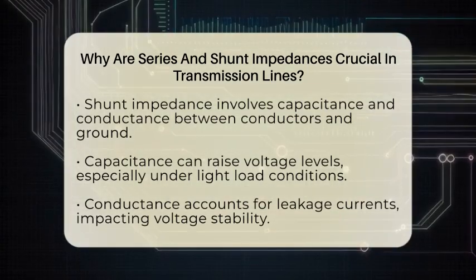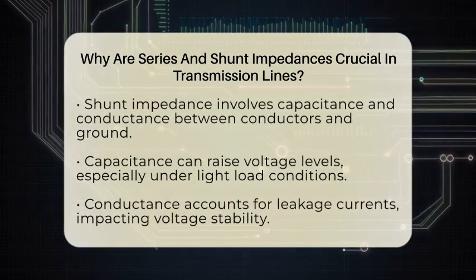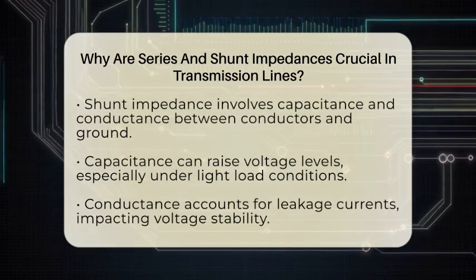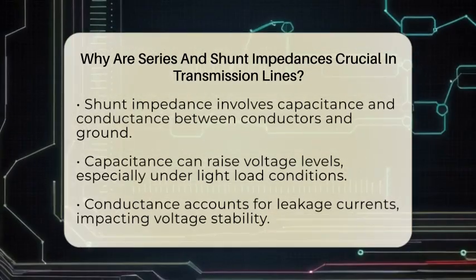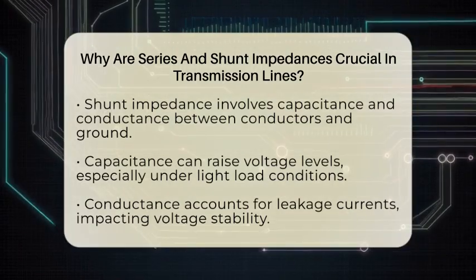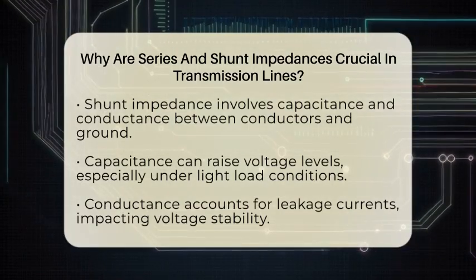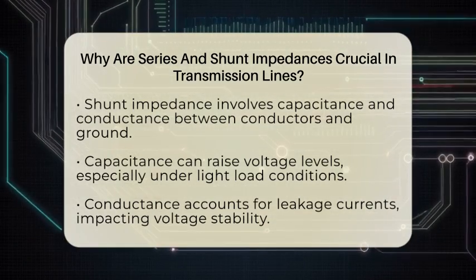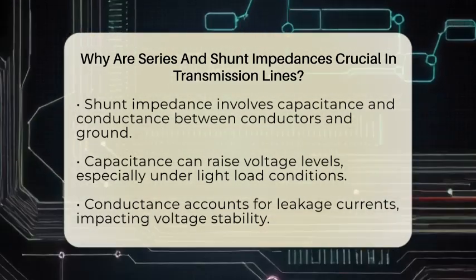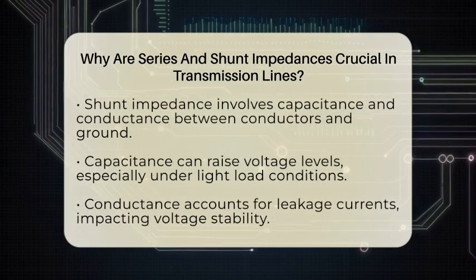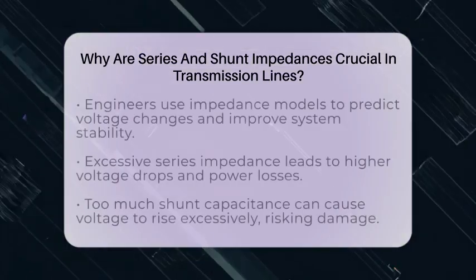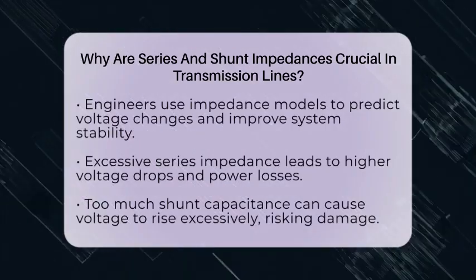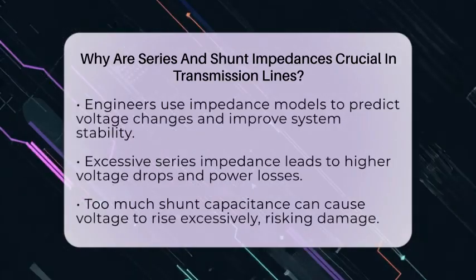over long distances. Shunt impedance, often called shunt admittance, involves the capacitance and conductance between the conductors and ground. Capacitance is created because the conductors act like the plates of a capacitor, storing electric charge. This causes charging currents that can raise the voltage at certain points, especially when the line is lightly loaded. Conductance, which is usually very small in overhead lines, accounts for leakage currents through insulation or corona discharge.